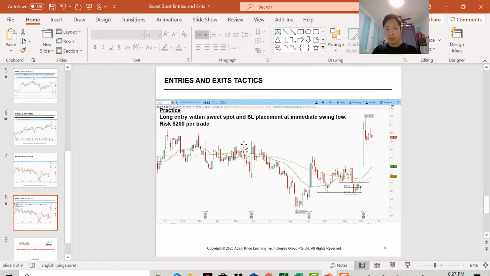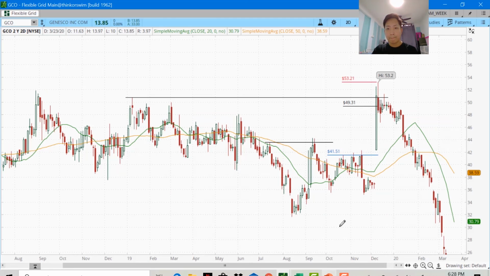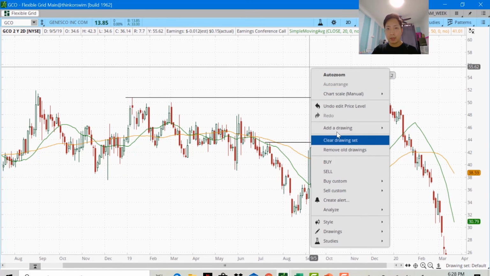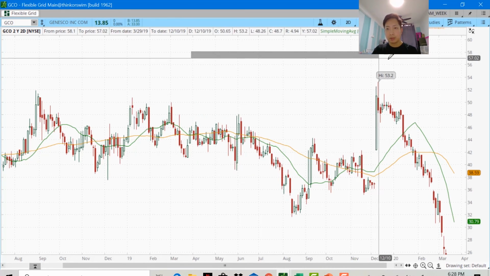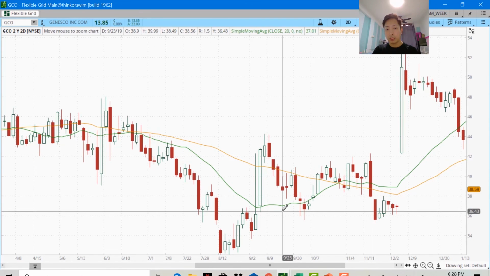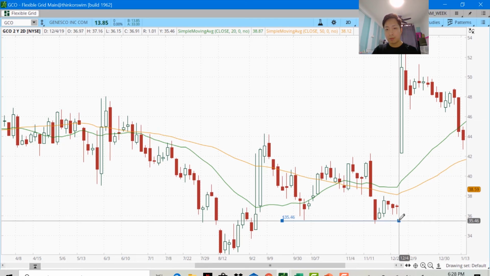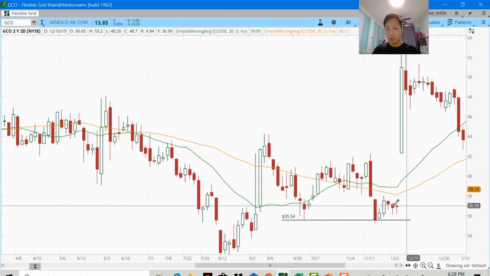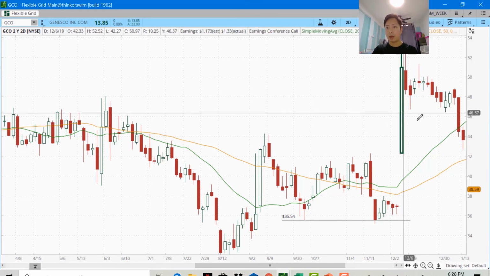So you can actually practice this example, GCO, right? I'll take away all the lines. This is another example for you to practice. Before this, there is actually another false bottom here before the market, sorry, let me draw the line properly here. There's actually a false bottom before the market went all the way back up.